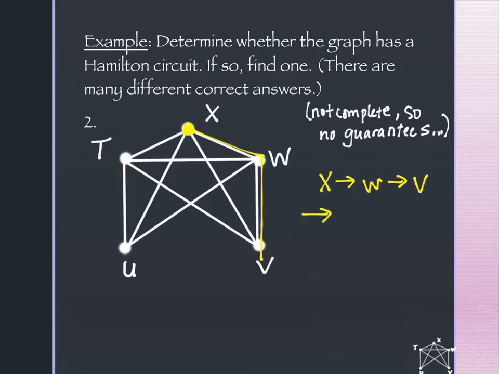Sydney, you want to keep going for us? Yeah. Okay, what's next? T. Okay, so V to T. Oh, it'll work. You can keep going. U and then back to X. This is not the only one. In fact, it's probably not the one that I have written down. Okay, so there's lots of options of things that will work. As long as we find one of them, we're good to go.